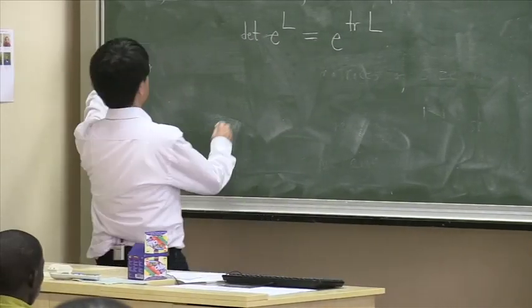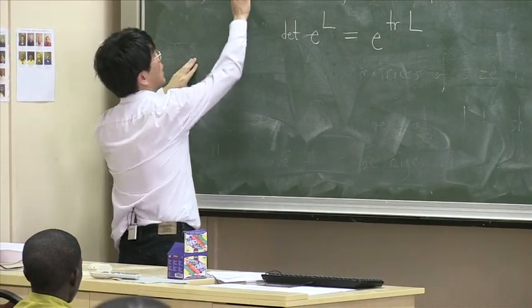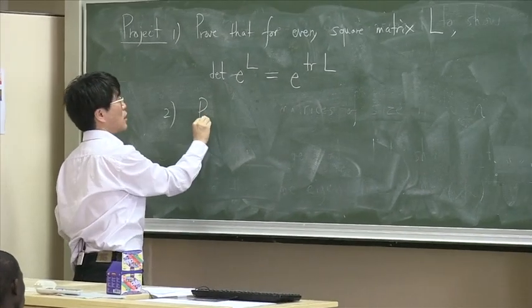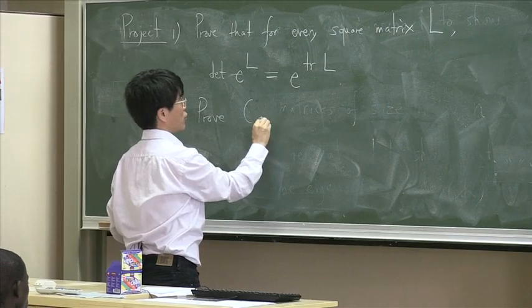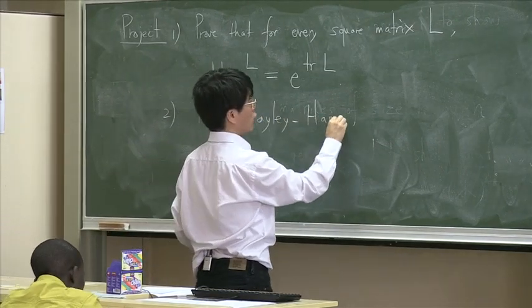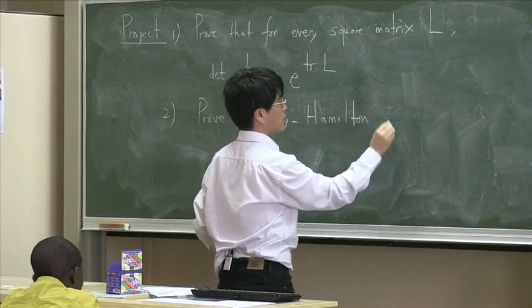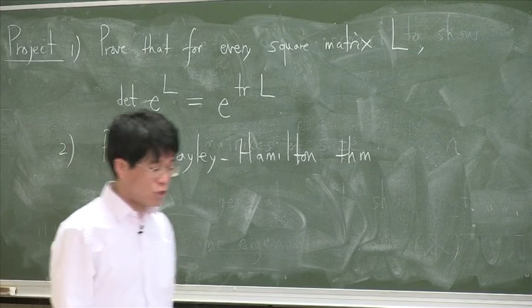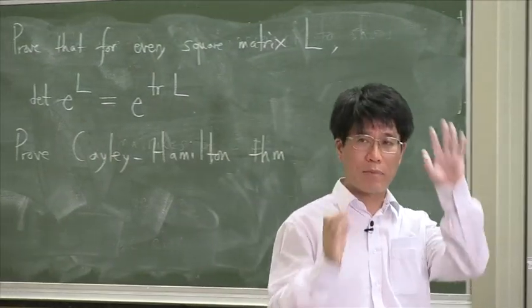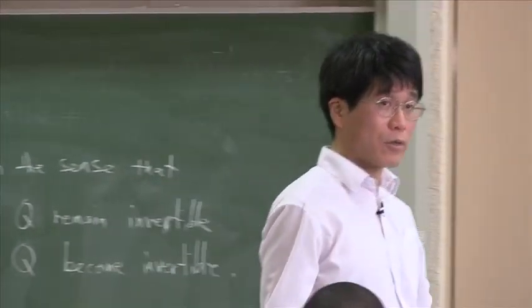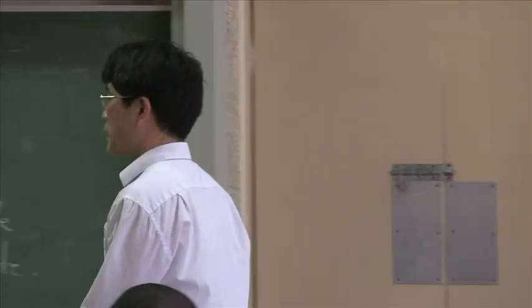Okay. Another project, similar idea, is to prove what is called the Cayley-Hamilton theorem. Another classic theorem in linear algebra. And again, you note that the Cayley-Hamilton theorem is basically trivial when the matrix you have is diagonal, but most matrices are diagonalizable.